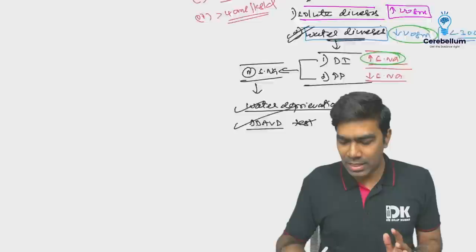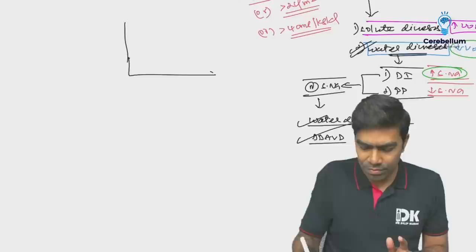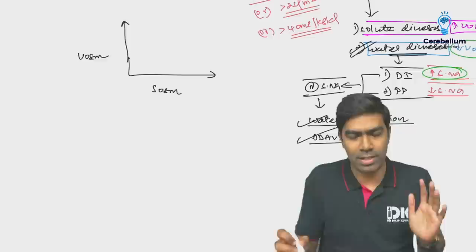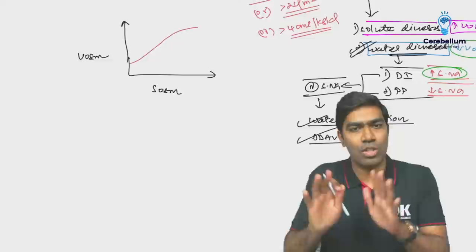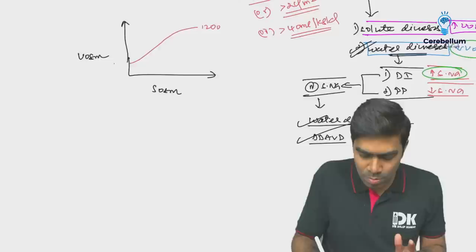So what is the basic understanding of this test? First of all, you need to know a graph. This is a simple graph I'm going to draw. I'm going to plot the serum osmolality on the x-axis and the urine osmolality on the y-axis. Whenever serum osmolality increases, urine osmolality also will increase. This is normal. The maximum urine osmolality that you can reach is 1200. The minimum urine osmolality that you can reach is 50.